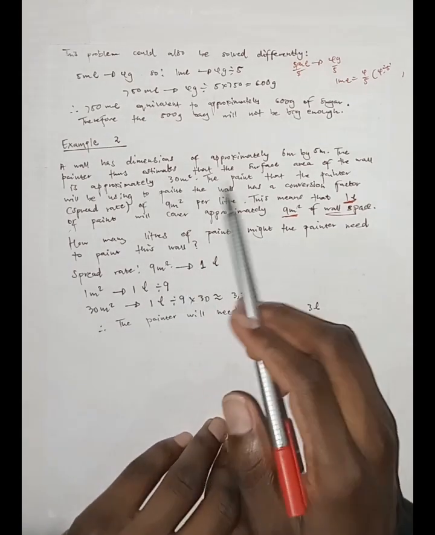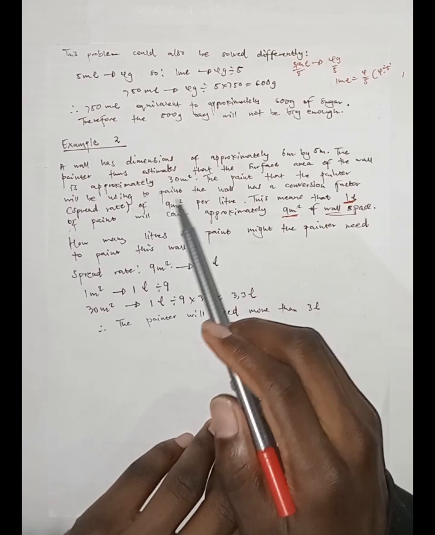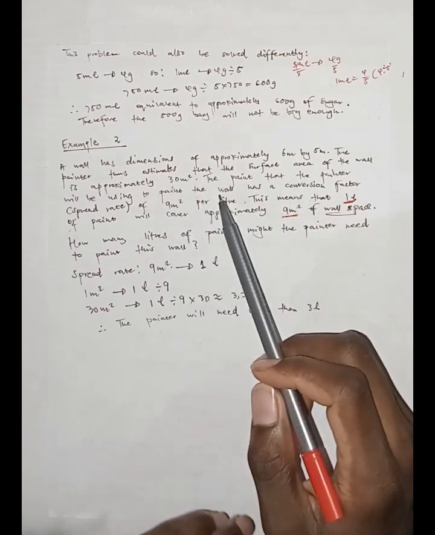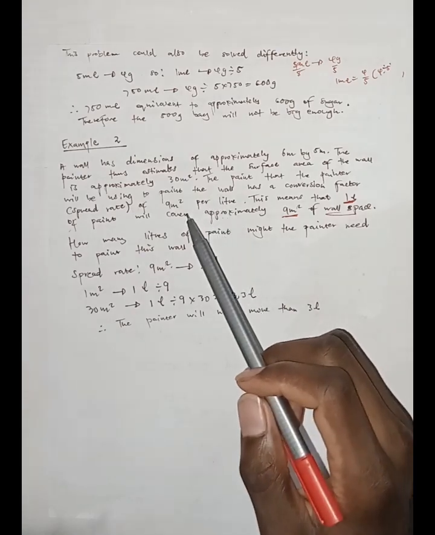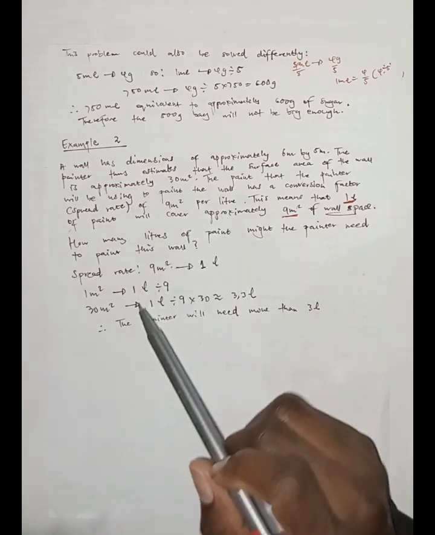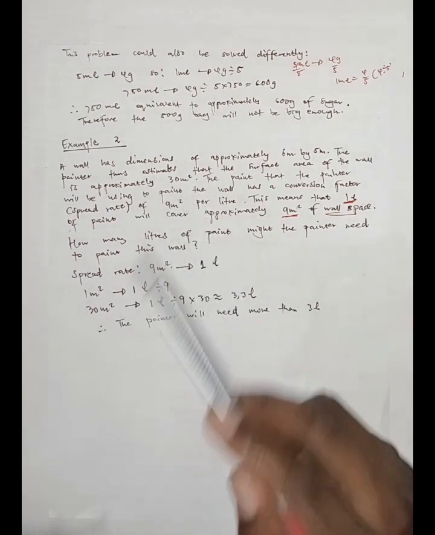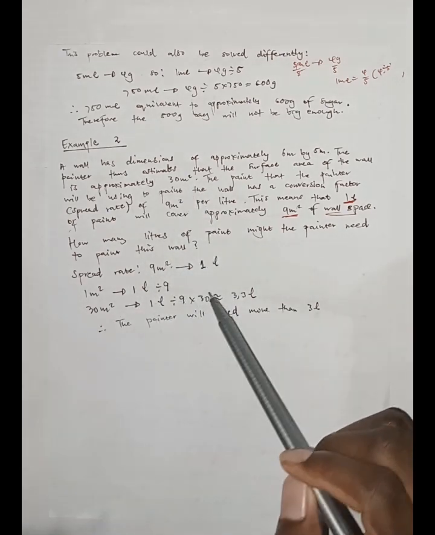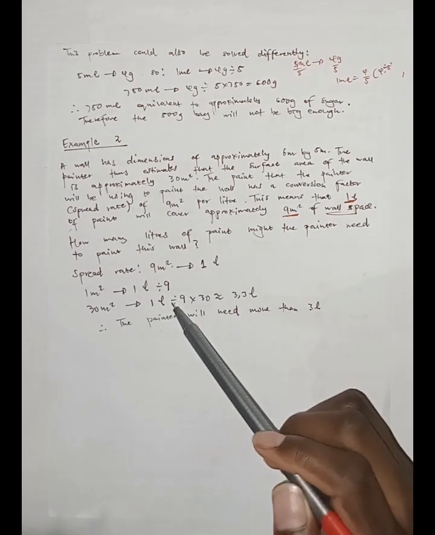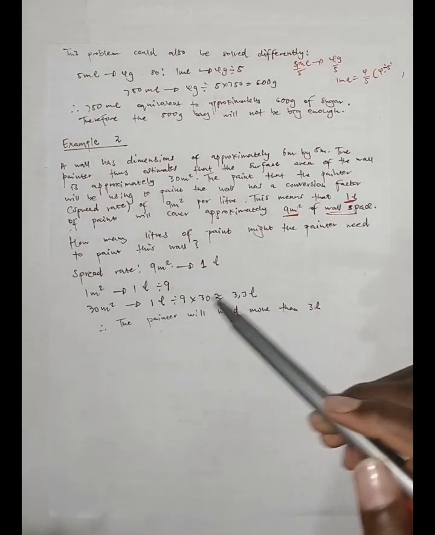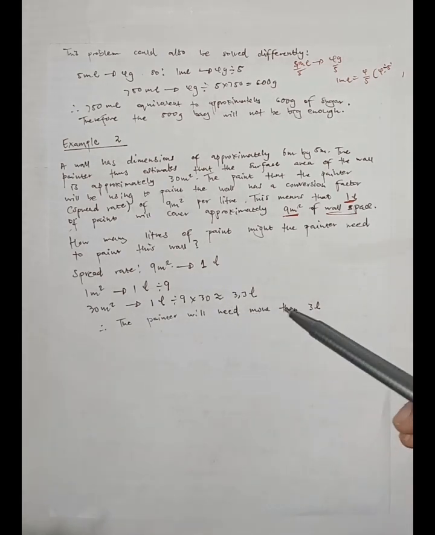Remember here it says the painter thus estimates that the surface area of the wall is approximately 30 cubic meters. So that means he needs to cover 30 cubic meters, right? That's why here we're multiplying by 30. We got it from the statement. 1 liter divided by 9, which is this one, you times it by 30, which gives you 3.3 liters. Therefore, the painter will need more than 3 liters.